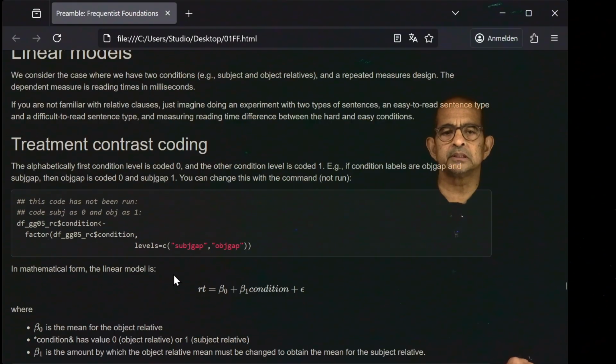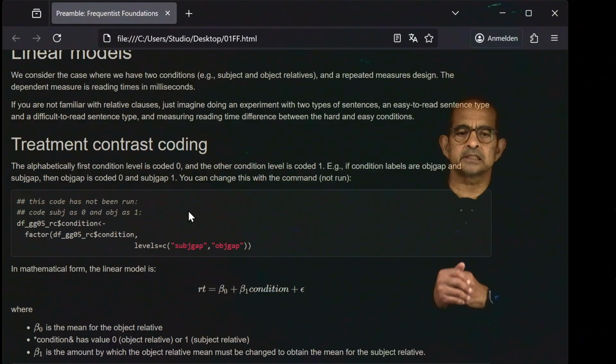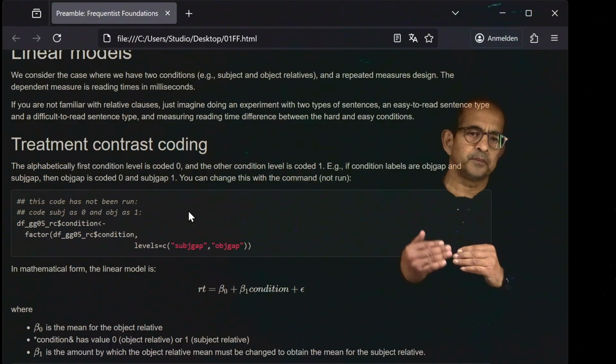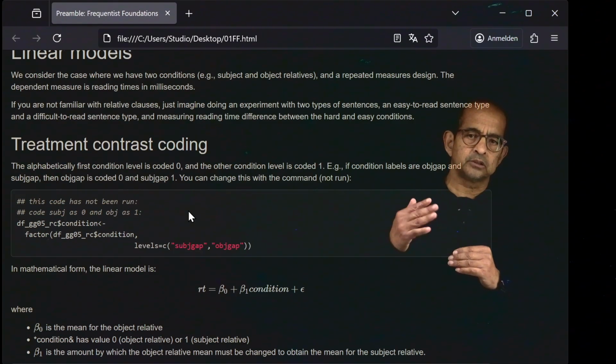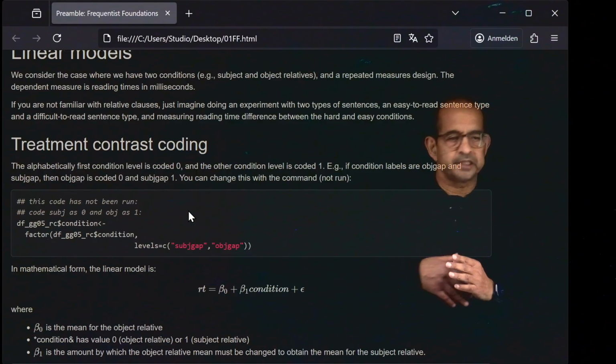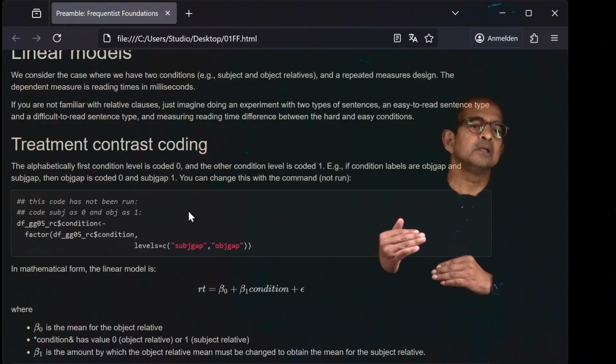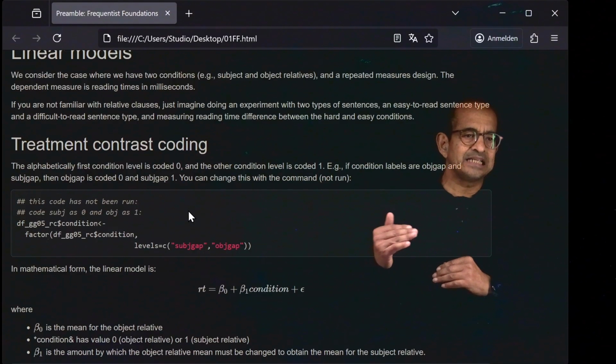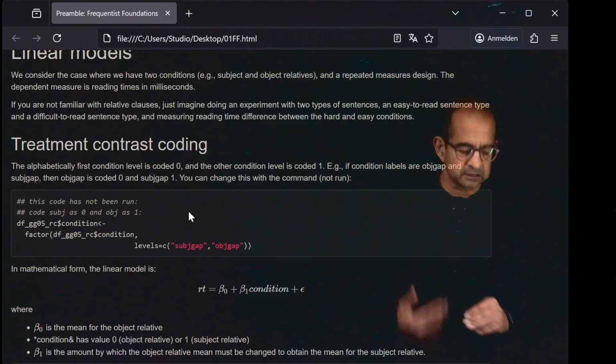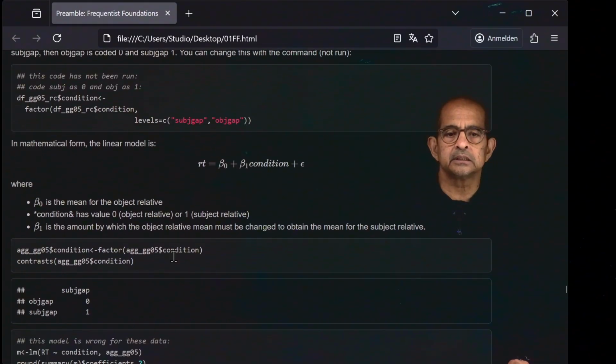So, for example, in the example that I'm talking about right now, the Grodner and Gibson data set, you have two names for the levels of the categorical predictor, object gap and subject gap. O comes before S alphabetically, so the alphabetically first level of this factor will be coded by default as 0, and the other level will be coded as 1. So here's the output, which shows the default treatment contrast coding with the alphabetically first element coded as 0 and subject and the second element coded as the treatment contrast, right?